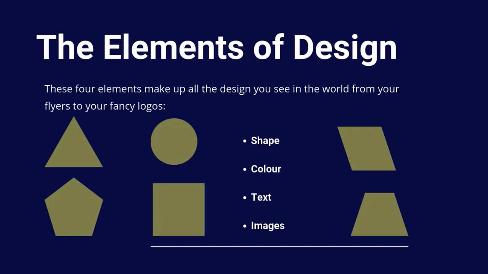So shape is very, very important when it comes to design. We have color. Every design has color. Most especially, you need to know how to use color, because there is the psychological part of colors when it comes to design. So you need to know how to use color, and this is one of those elements that makes up a design. Then we have text.